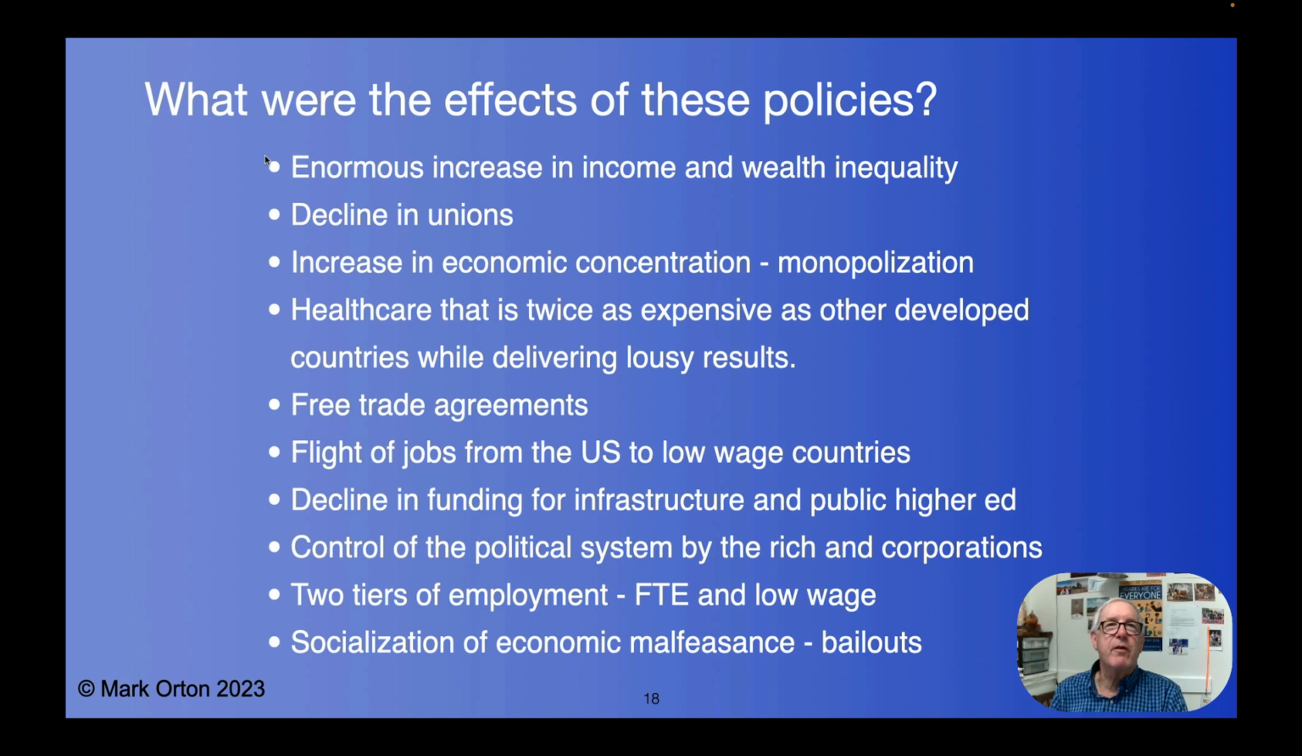So what were the effects of these policies? We've already talked about the increase in income inequality. I'll just mention that the situation with wealth inequality is even worse. There's been a staggering decline in the rate of unionization. So you go from a unionization rate of about 27% in the 70s to less than 10% today, and most of those are government employees. This has meant that the power of workers to extract their gains in wages is very, very small.